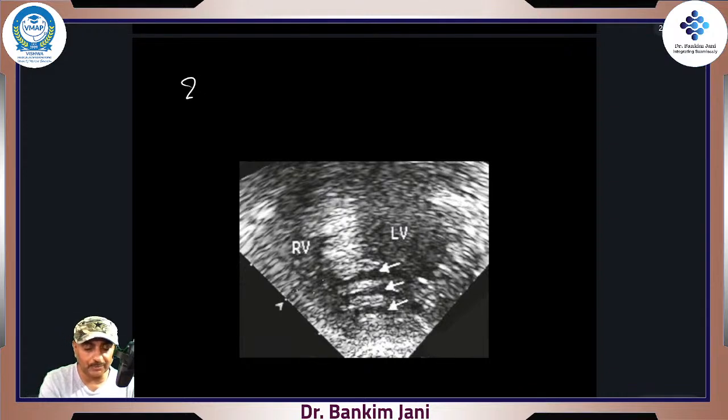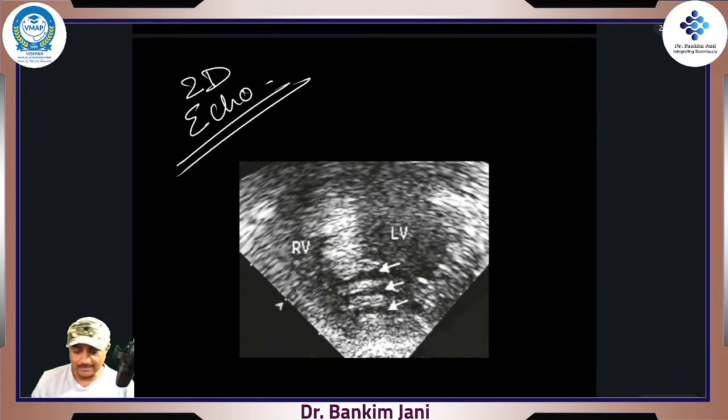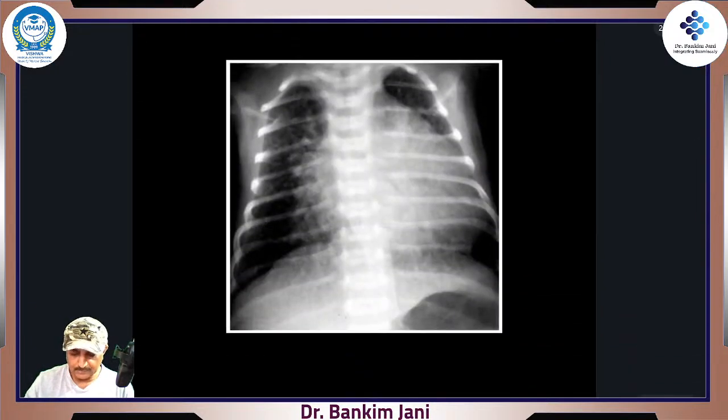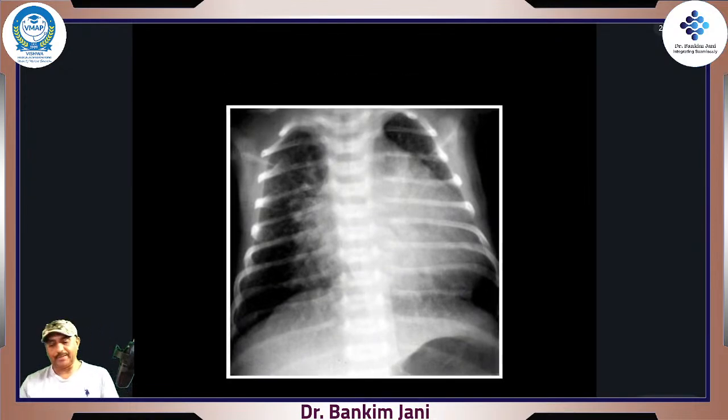Now, see this. This is our 2D echo, right? You are masters in this, you know it very well. See how wonderfully you can really see that multiple VSD. Left ventricle, right ventricle, and thus this is a case of multiple VSD. And yes, you are right, multiple trabecular VSD or the multiple muscular VSD.